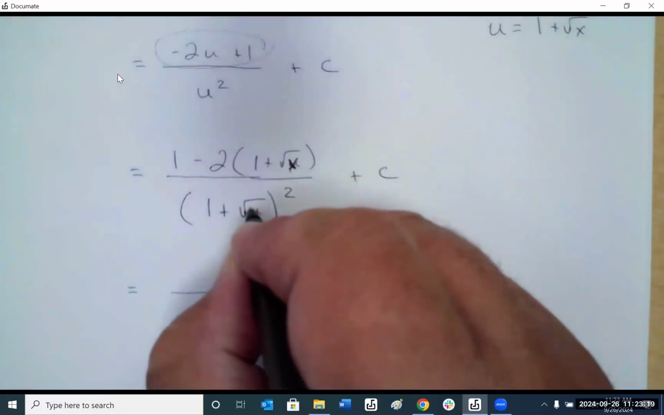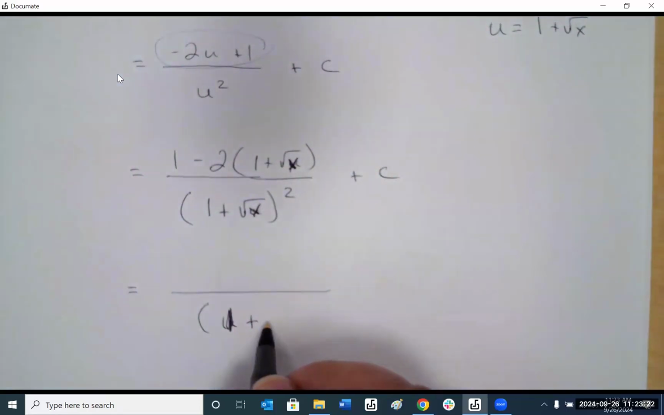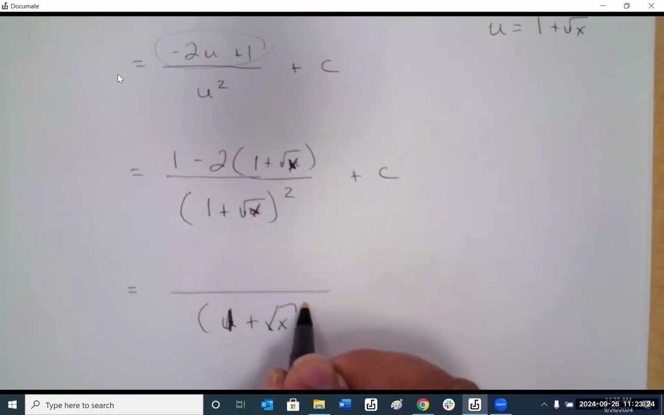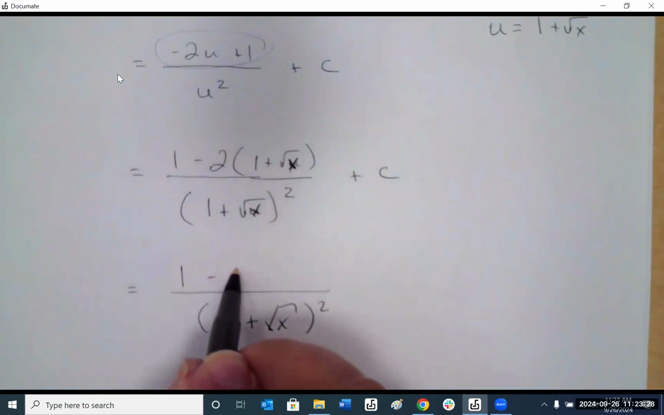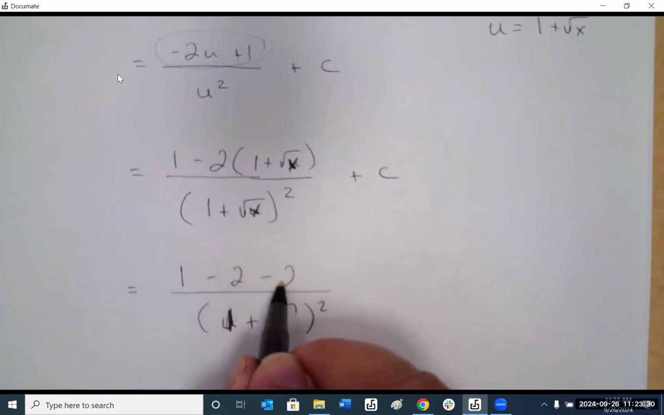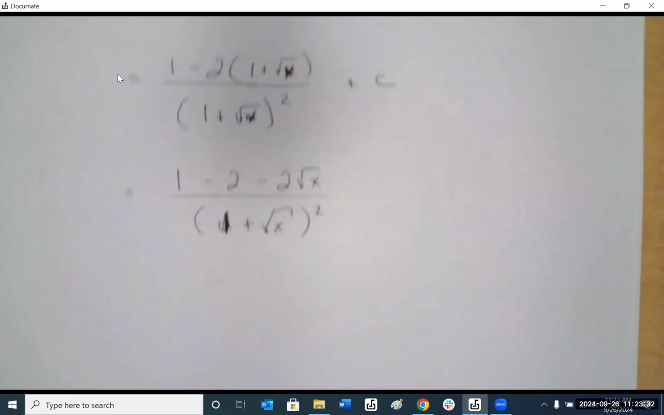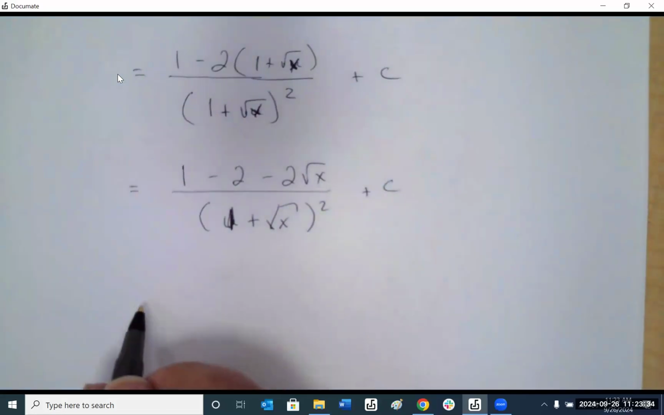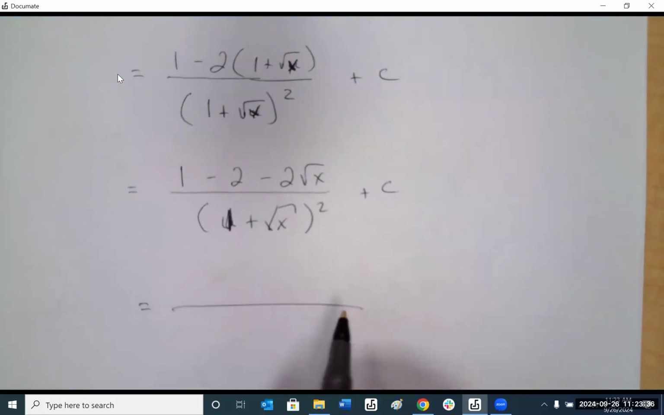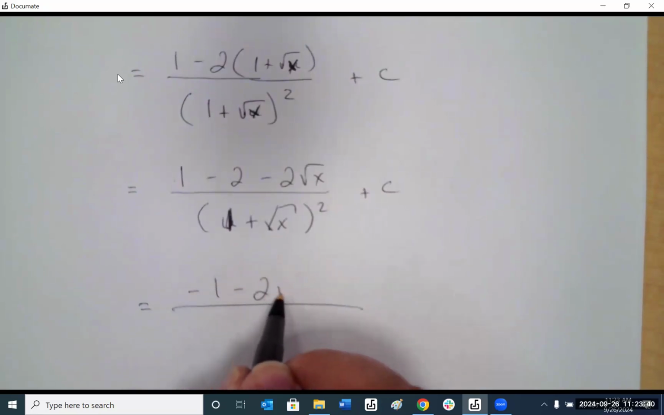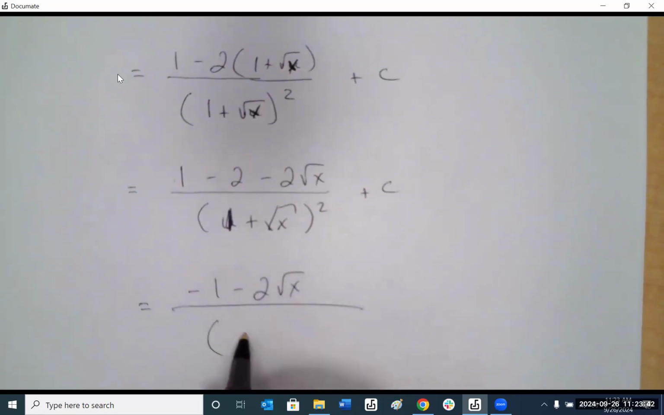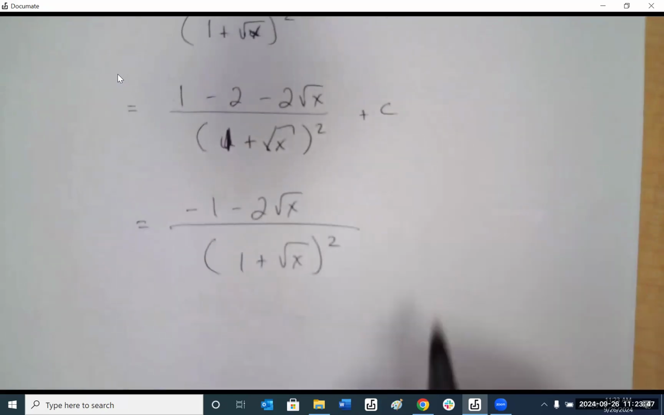Radical x, 1 plus radical x squared on the bottom. This becomes 1 minus 2 radical x. Now I'm just cleaning it up. 1 minus 2 is -1, minus 2 radical x, over 1 plus radical x squared, plus c.